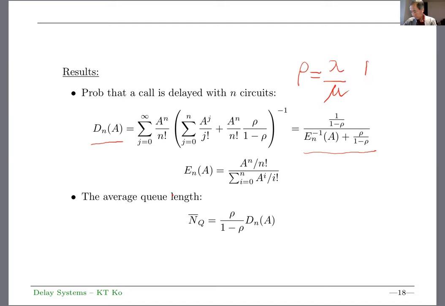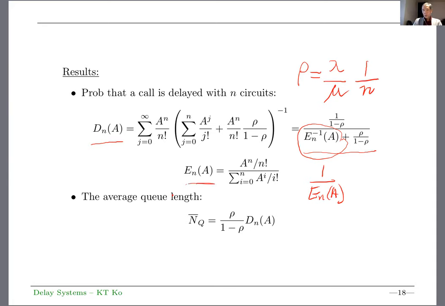Okay, divide by number of servers. So each row means the utilization for each individual server, how often they are busy. Okay, and what about this term? This term is called the Erlang loss formula, 1 over EN. It's given by, EN of A is given by this relationship.